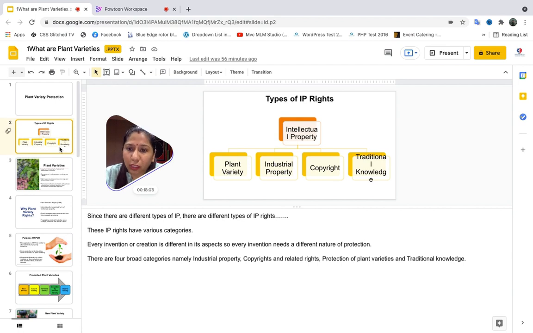Now, the intellectual property or the IP is further categorized into four major forms, that is, plant variety, industrial property, copyright, and traditional knowledge. Today, we'll be discussing about protection of plant varieties, especially in our country, in India. So, let's start.